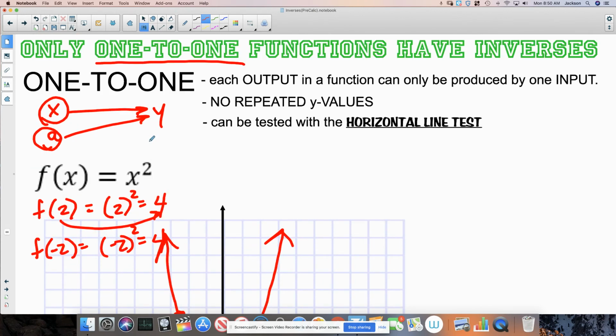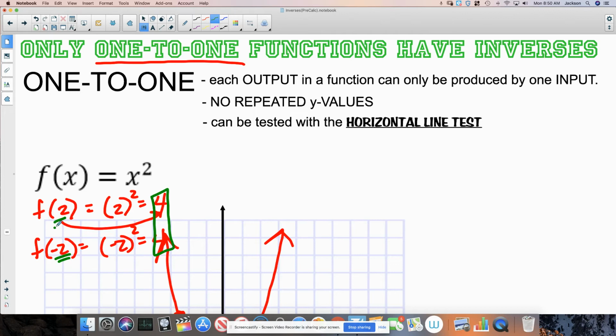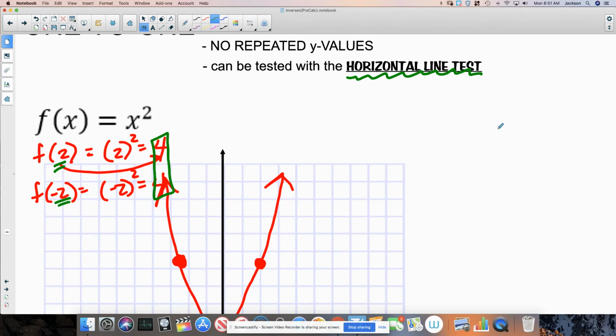No problem there. When we talk about a function being one-to-one, that means we're not allowed to produce the same output from different inputs. So we're not allowed to have the number 4 show up from two different numbers. It's a lot easier to think of it as: you can't have any repeated y values. And the one thing we can do to make this easy on ourselves when looking at the graph is the horizontal line test.